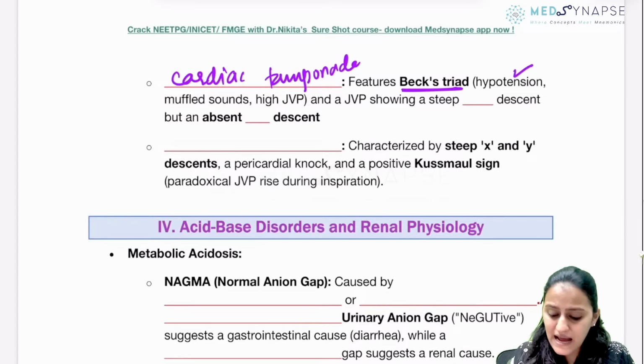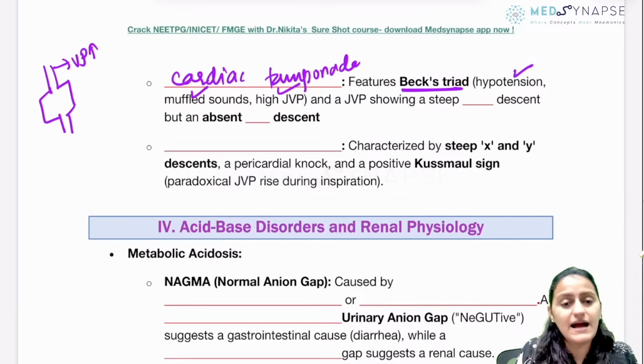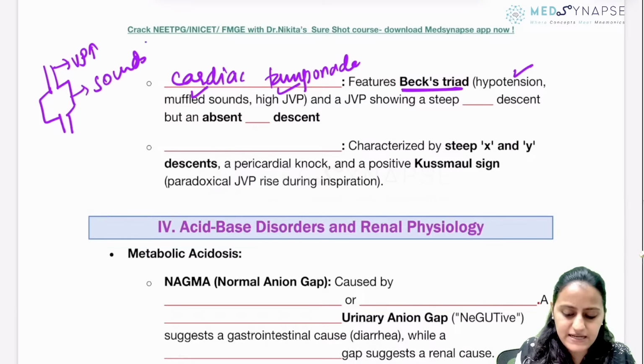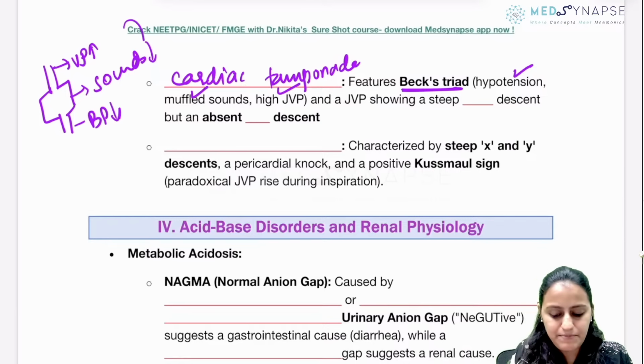Remember, you have the vein coming into the heart and from there the artery going. So related to vein, JVP is high. Related to heart, because of the fluid, the sounds are decreased and the blood pressure is low. It is hypotension. This is Beck's triad.